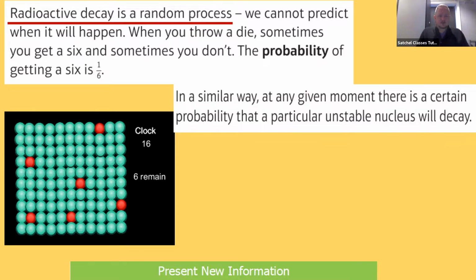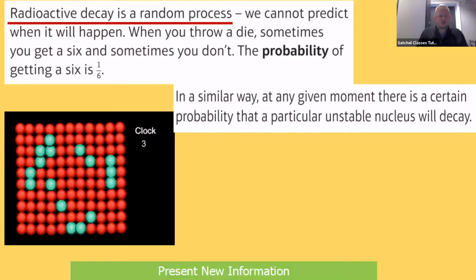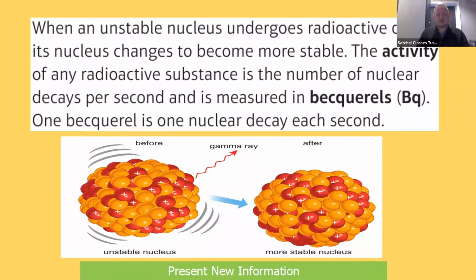As you can see from our clock and our atoms in the GIF, there's no particular pattern to which red atom turns green. They're randomly decaying, but we can give a particular probability that the unstable nucleus will decay. When an unstable nucleus undergoes radioactive decay, its nucleus does change to become more stable.